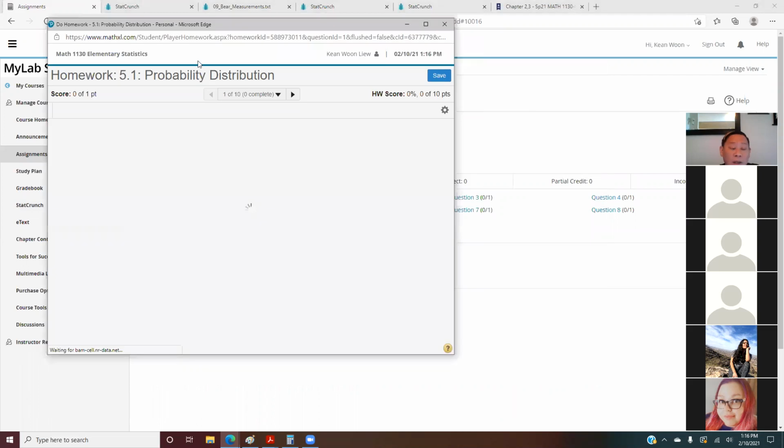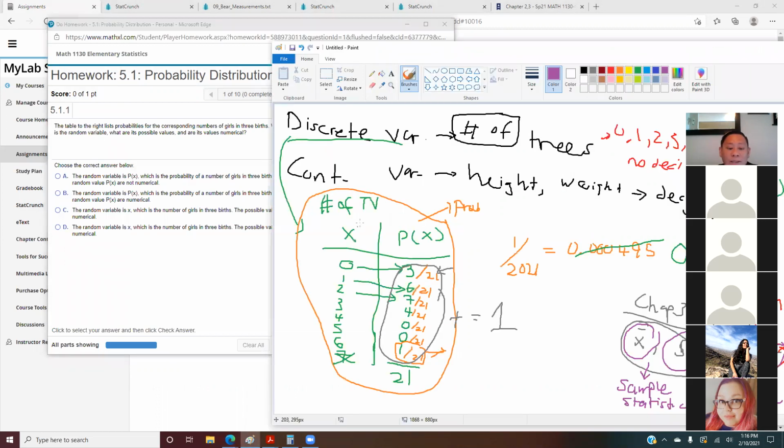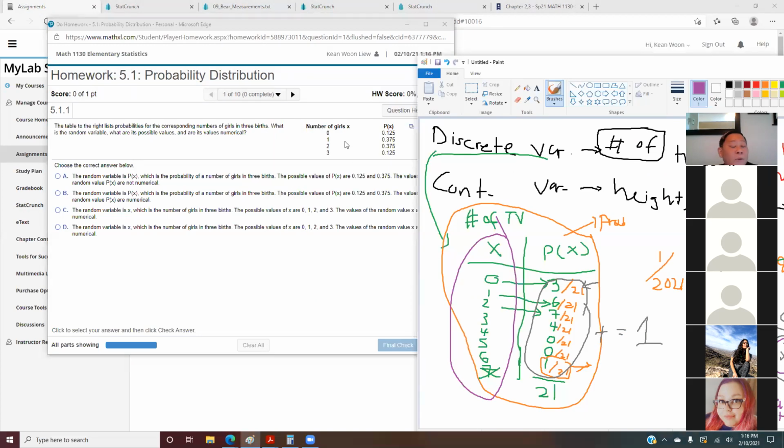So this is asking us about the probability here. This table on the right lists the probability of 3 births. What is the random variable? Again, the random variable is always this. So what is your random variable in this case? X. And what does X stand for here? The number of girls. So in this case, the random variable is not P(X), so A and B are wrong. Your random variable is X, which is the number of girls.